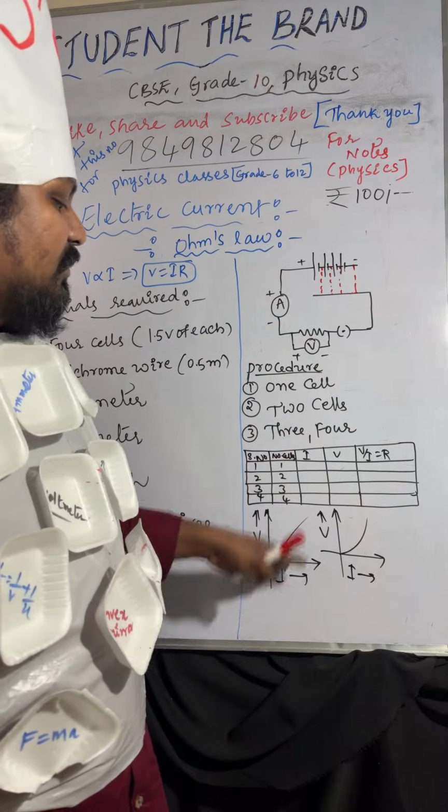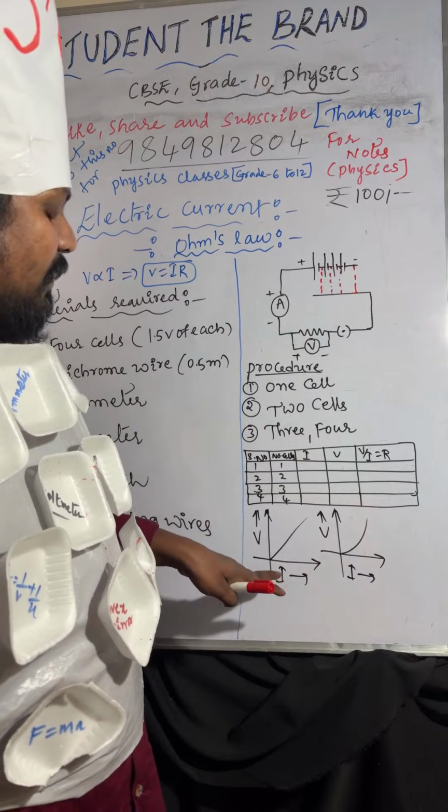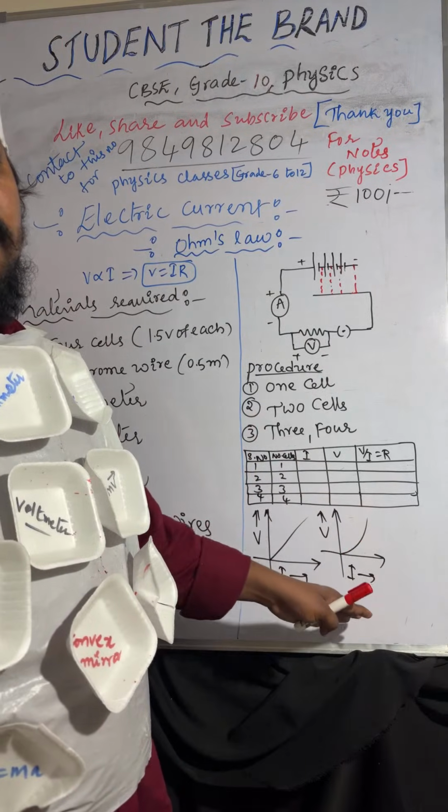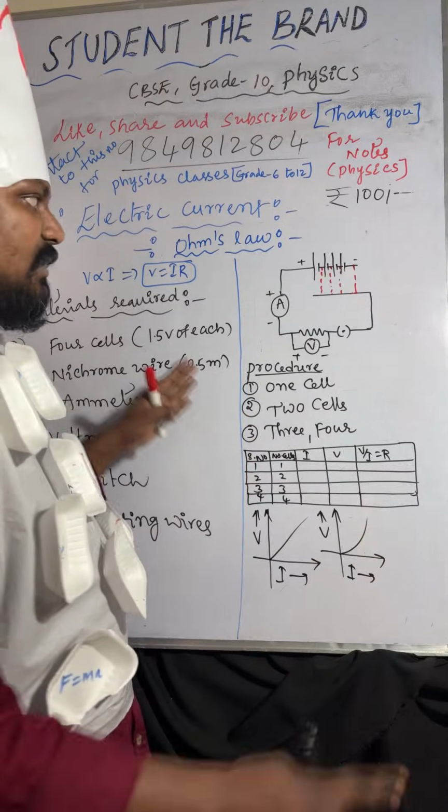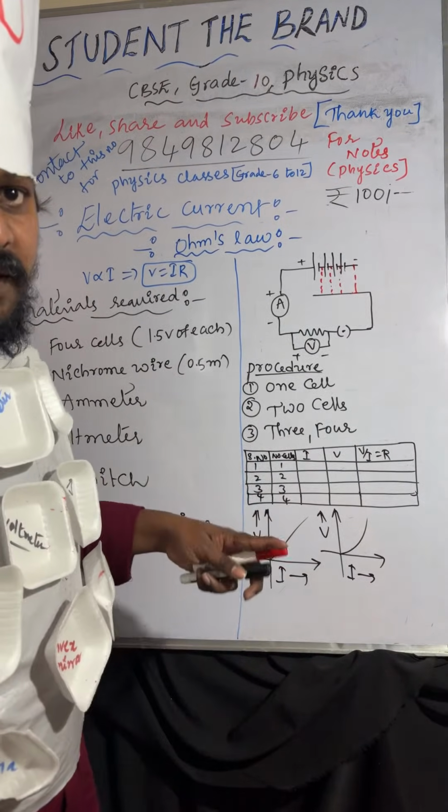Then the VI graph gives a straight line for ohmic conductors. For a non-ohmic conductor, the graph is a curve. So this is about Ohm's law. Now we will discuss the next topic.